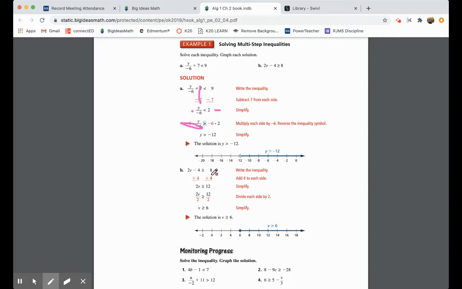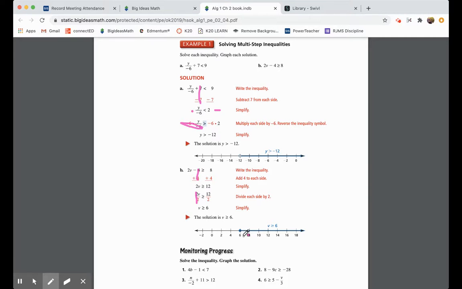Okay, on B, we have 2v minus 4 is greater than or equal to 8. So we're going to add 4 to both sides to move it. So I have 2v, this canceled, is greater than or equal to 8 plus 4 is 12. Now we've got to divide by 2. If you notice, it's not negative, so we're not flipping our sign around. It stays the same. So 2 divided by 2 cancels, and I'm left with v. 12 divided by 2 is 6. So v is greater than or equal to 6.